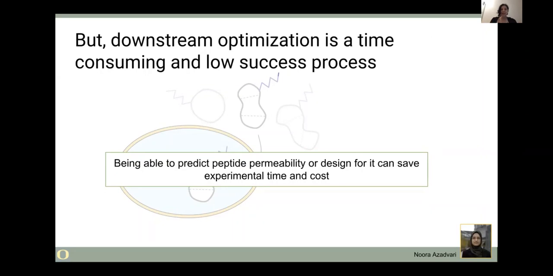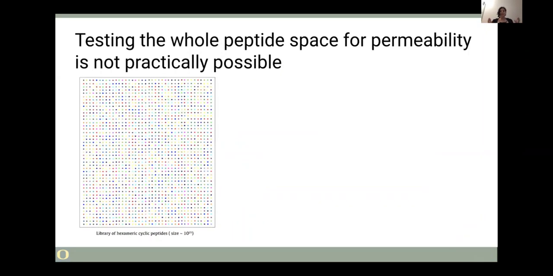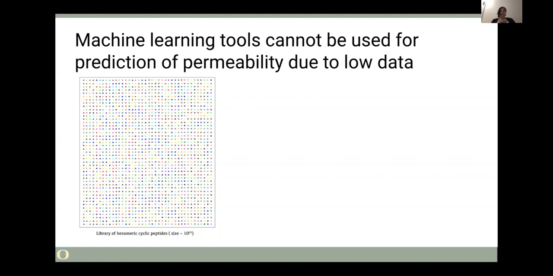But it's really hard because, first of all, there are so many peptides, and you can't test all of them for permeability. Most of the assays don't have high enough throughput to test everything. So for example, a library of hexameric cyclic peptides, just from the sequence, has 10 to the 25 potential sequences that need to be tested. And the amount of data that's available for machine learning is not a lot. And that's like the region that Eva was talking about. So this is not really a deep learning region, maybe a machine learning region.